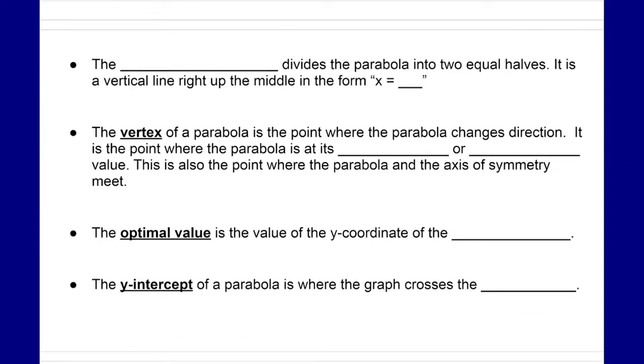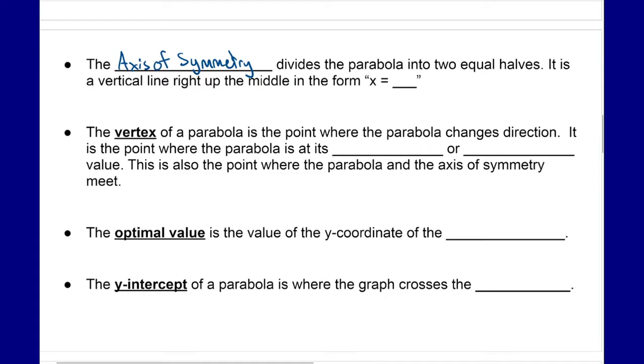So the axis of symmetry divides the parabola into two equal halves. This is a vertical line right up the middle in the form x equals blank, and that blank is going to be the x value that it goes through. This is basically the definition for our axis of symmetry. Now you're not going to see it on a quadratic function. It is kind of an imaginary line that you wouldn't draw in there. It's a vertical line that goes right down the middle, and it has the equation x equals whatever x value it goes through.